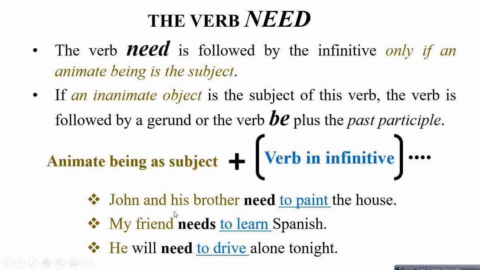So, John and his brother need to paint the house. Here you have the infinitive verb, to paint. Second example: my friend needs to learn Spanish. He will need to drive alone tonight. So in case the subject of your sentence is an animate object, need will always be followed by an infinitive form of the verb.